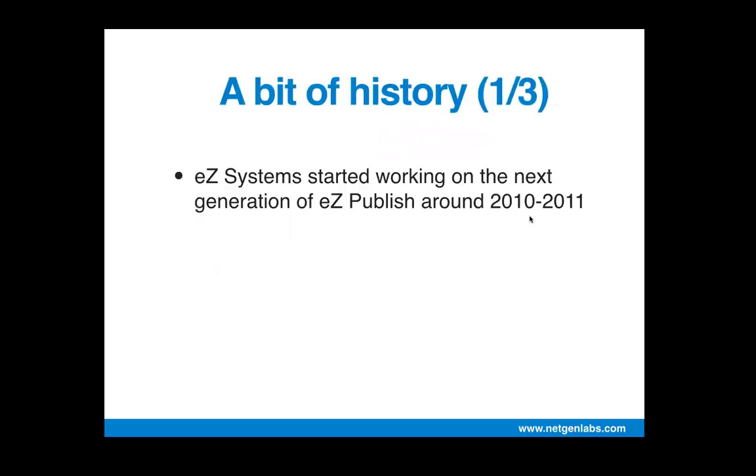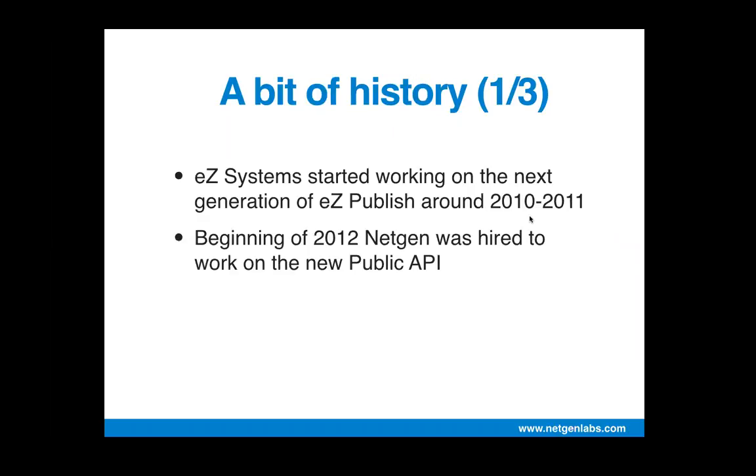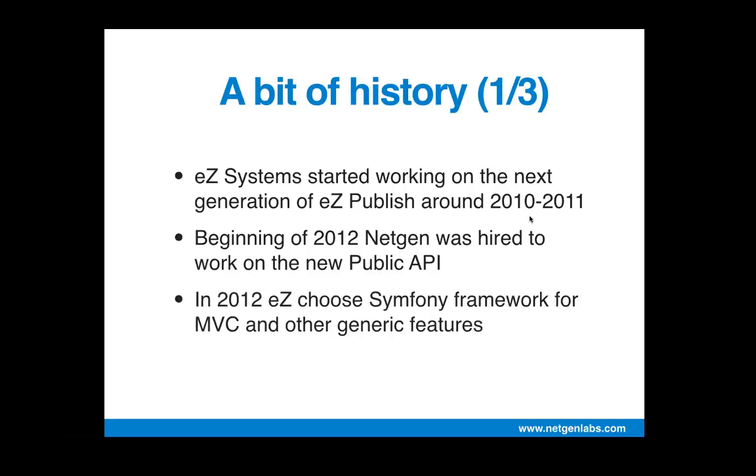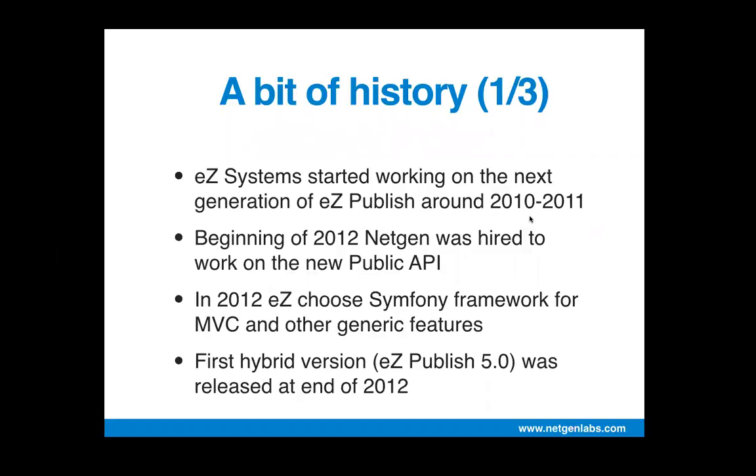A bit of history. So just roughly, very quickly, Easy Systems started working on the next generation of Easy 6-7 years ago. We were hired in 2012 to work on the public API. Petar was one of those people. In 2012, Easy chose Symfony, which was quite an important step to be the baseline framework. The first hybrid version of Easy 5 was released at the end of 2012.